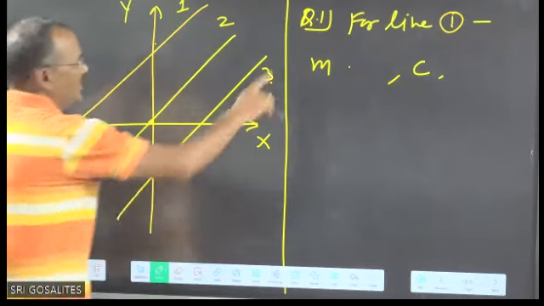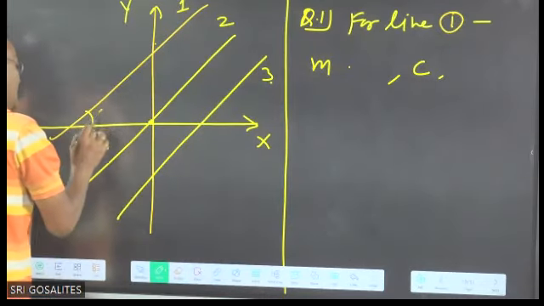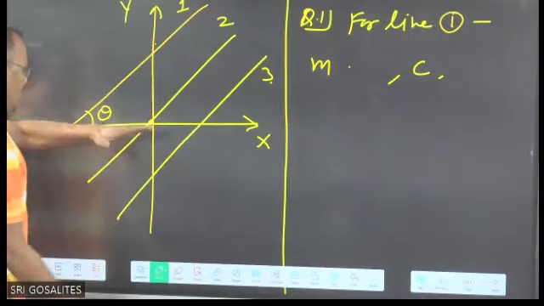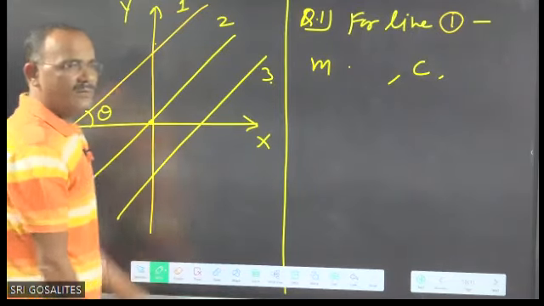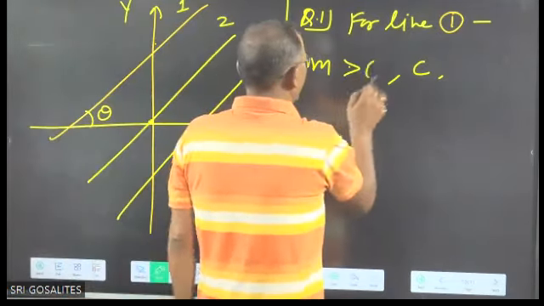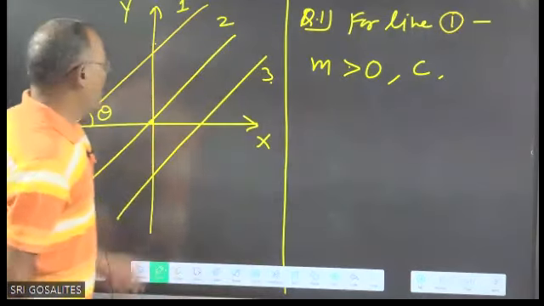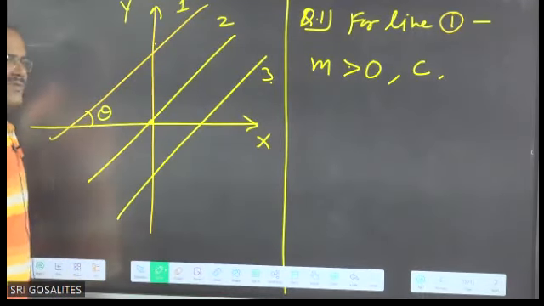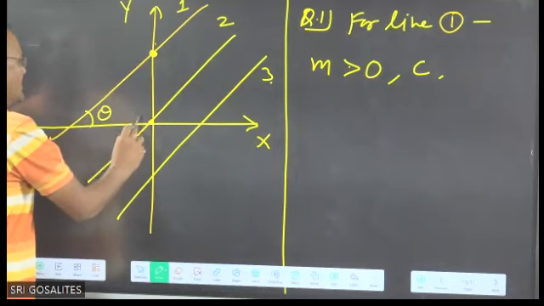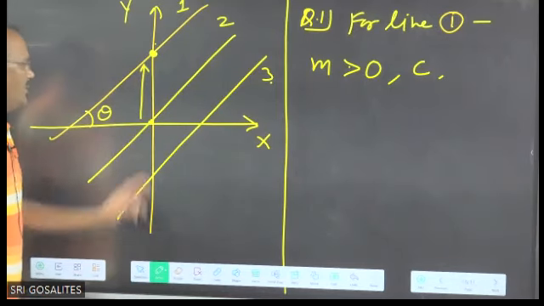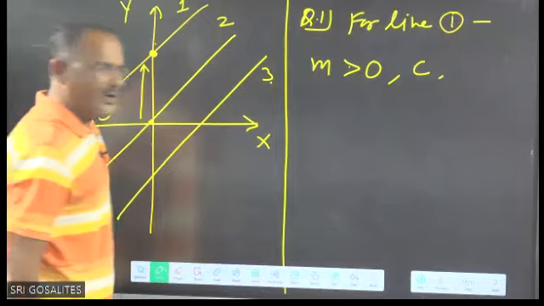See, the first line is making an acute angle with the x-axis. So tan theta is positive, so slope is also positive. How is the C for the first line? Where is it cutting the y-axis, above or below? Above the horizon. So C is positive.